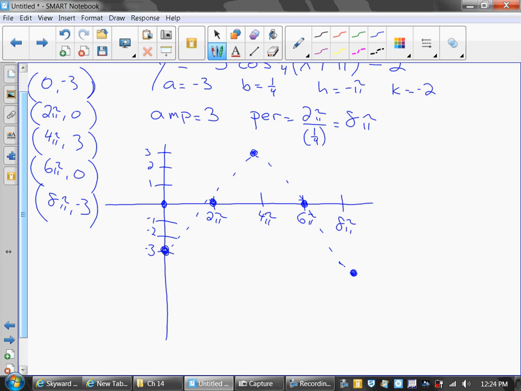To each of these points, I'm going to move them to the left 1 pi and move them down 2. So instead of being at 0, I'm going to be at -pi. Instead of being at 2 pi, I'm going to be at pi. Instead of being at 4 pi, I'll be at 3 pi, then 5 pi, and 7 pi. Everybody okay with that? I just moved my scale over 1. Now for all the y values that go down 2.